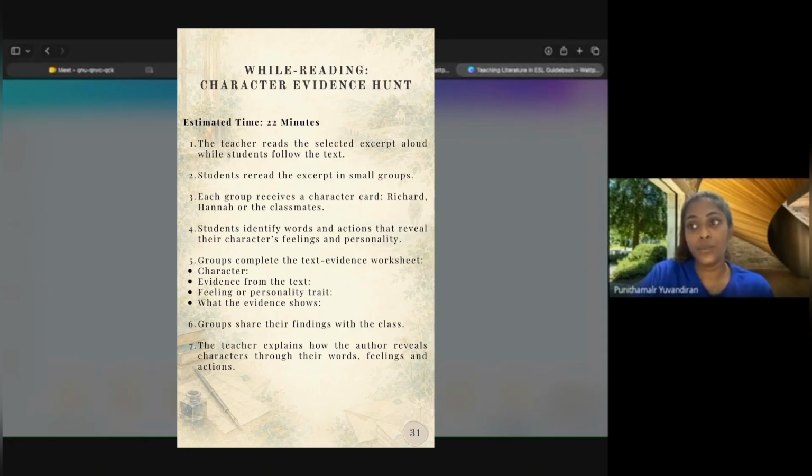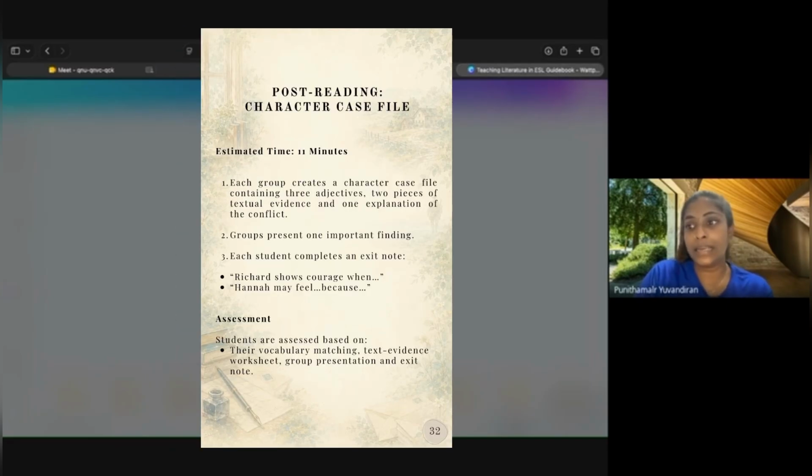They identify words and actions that reveal the character's feelings and personalities. Then they record the character, textual evidence, personality trait, and explanation on the worksheet. For the post-reading, each group creates a character case file containing three adjectives, two pieces of textual evidence, and an explanation of the main conflicts. Students are assessed through their vocabulary matching, completed worksheet, presentation, and exit note.